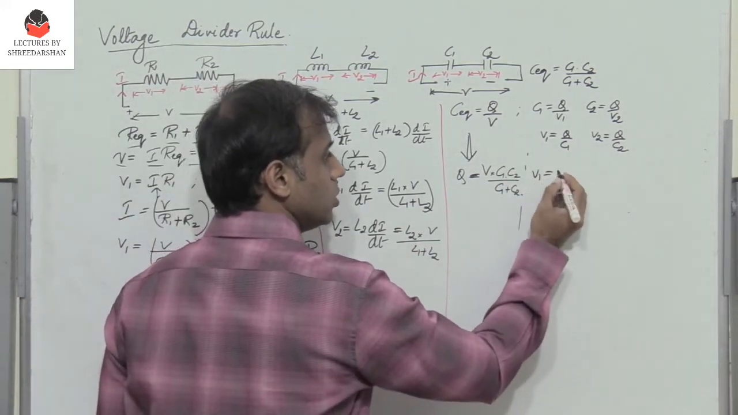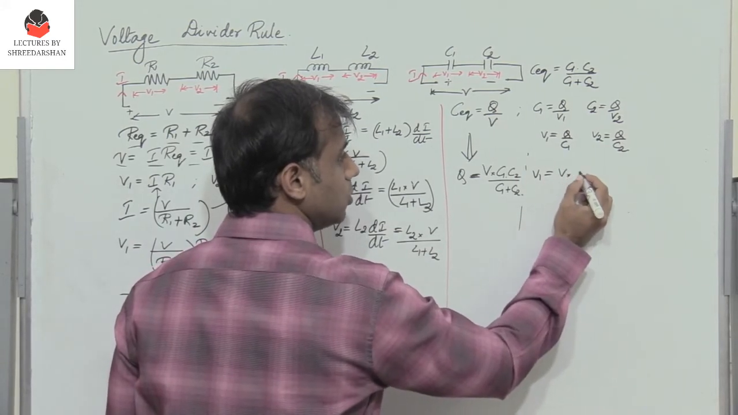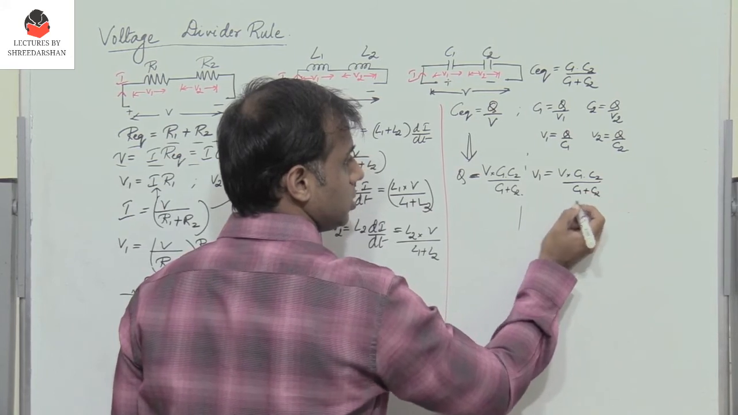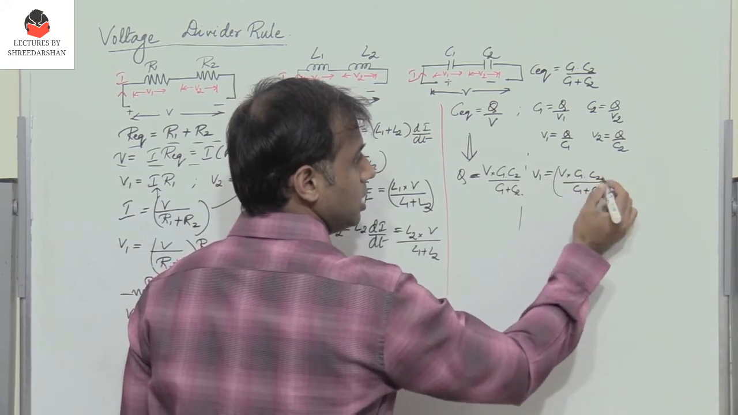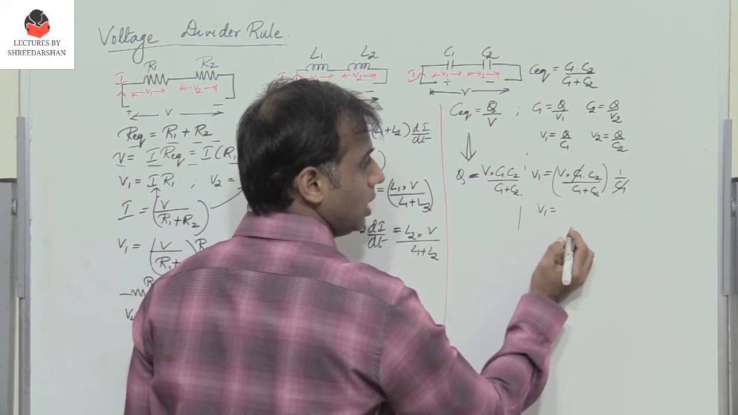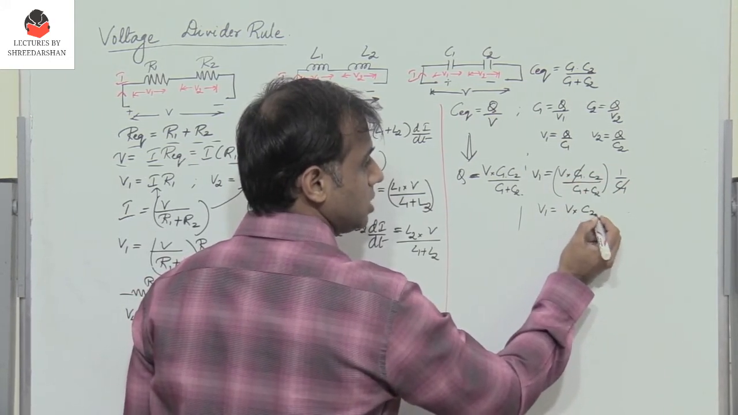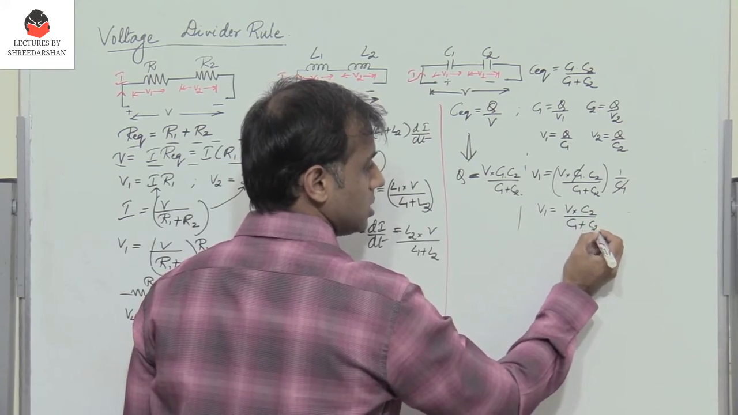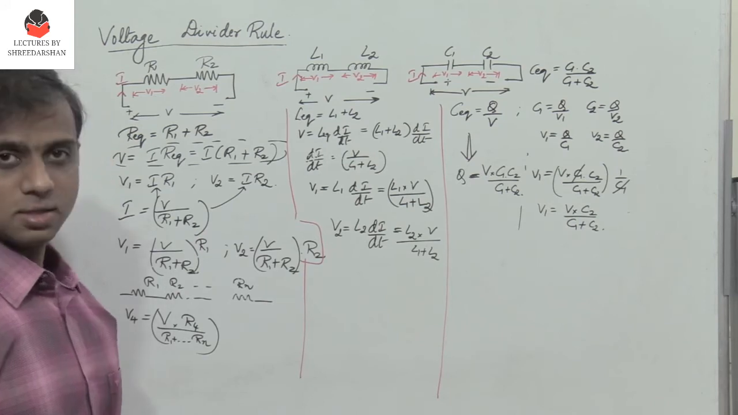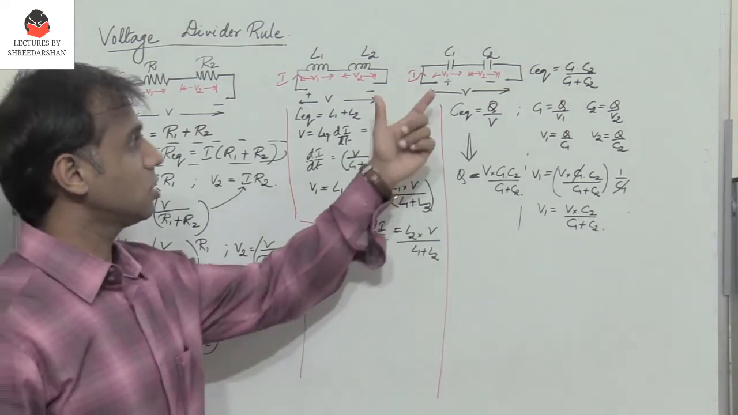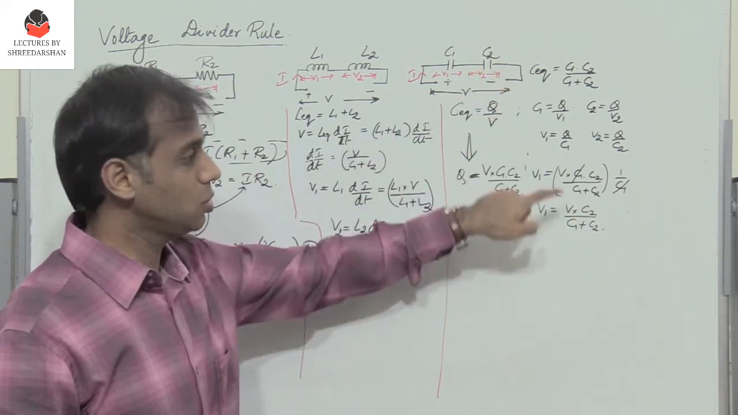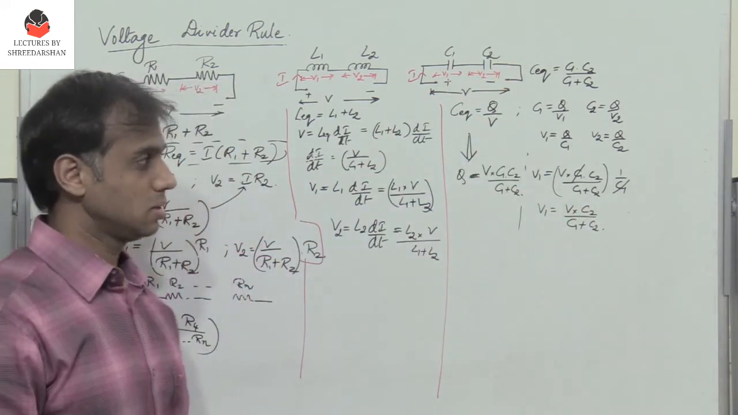So V1 equals Q, which is V into C1 into C2 divided by C1 plus C2, into 1 by C1. So C1 gets cancelled. So V1 is V into C2 divided by C1 plus C2. So here, in case of the two capacitors connected in series, what is the voltage across the first capacitor? It is the total voltage into the other capacitor C2 divided by the sum of capacitances.